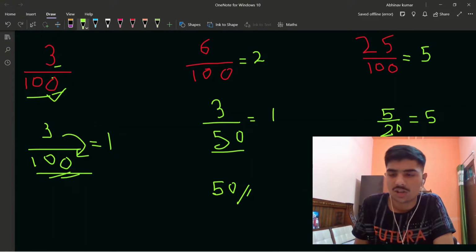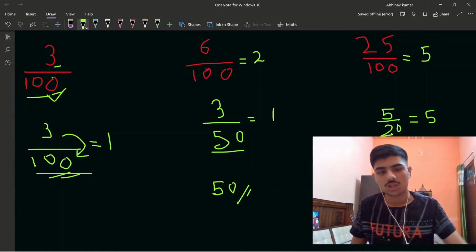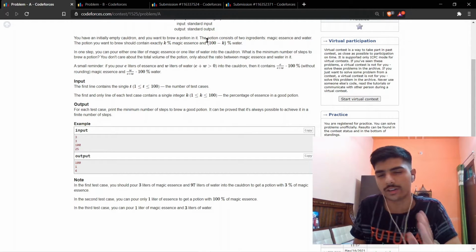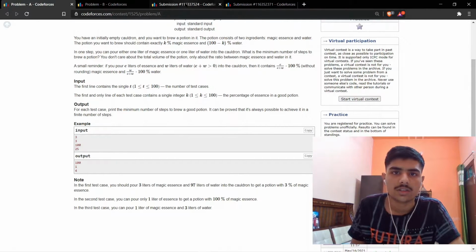Then we don't need to further divide them. Then the answer is going to be 4, so 4 in this case. Okay, so this much is the logic. Let me show you the code. Hope you get it. If you didn't get it, you can rewatch the video.